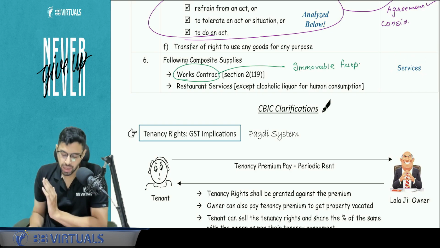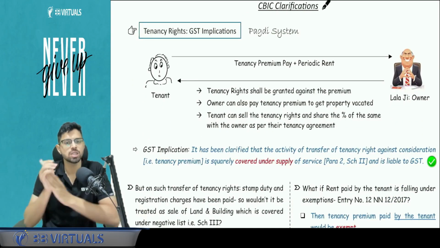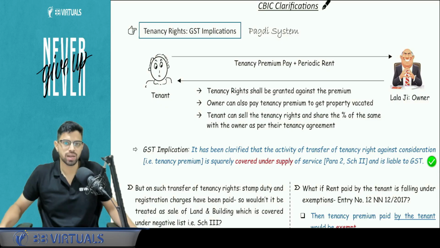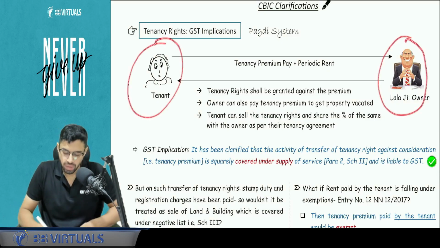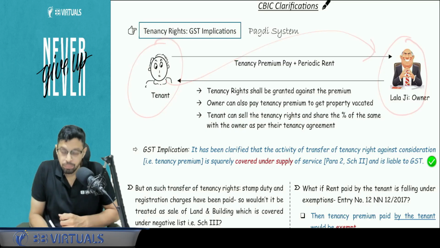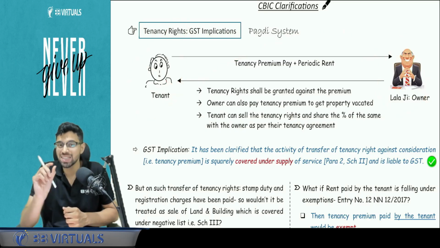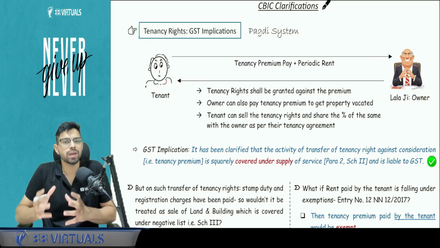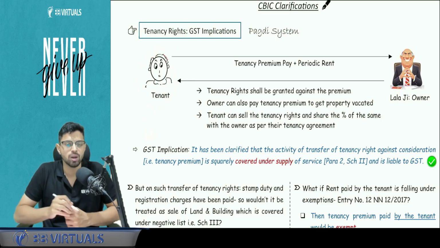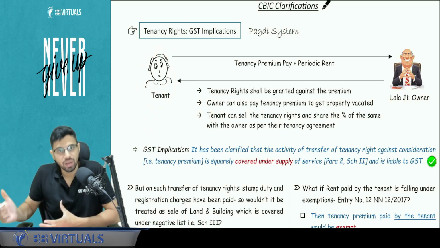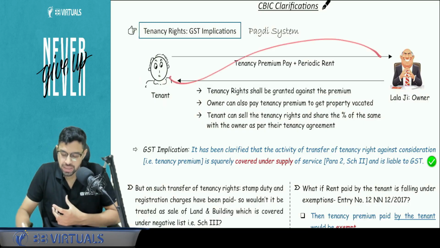Is this clear? Now, certain CBIC clarifications, pay attention. Tenancy rights, which is known as Pagdi system. Here is an owner of the property. Here is a tenant of a property. Tenant pays tenancy premium for tenancy rights. What is the tenancy premium? This premium is paid to have some say in the tenancy. So tomorrow this tenant can keep someone else instead of him. To have this option of tenancy right, he pays a tenancy premium.